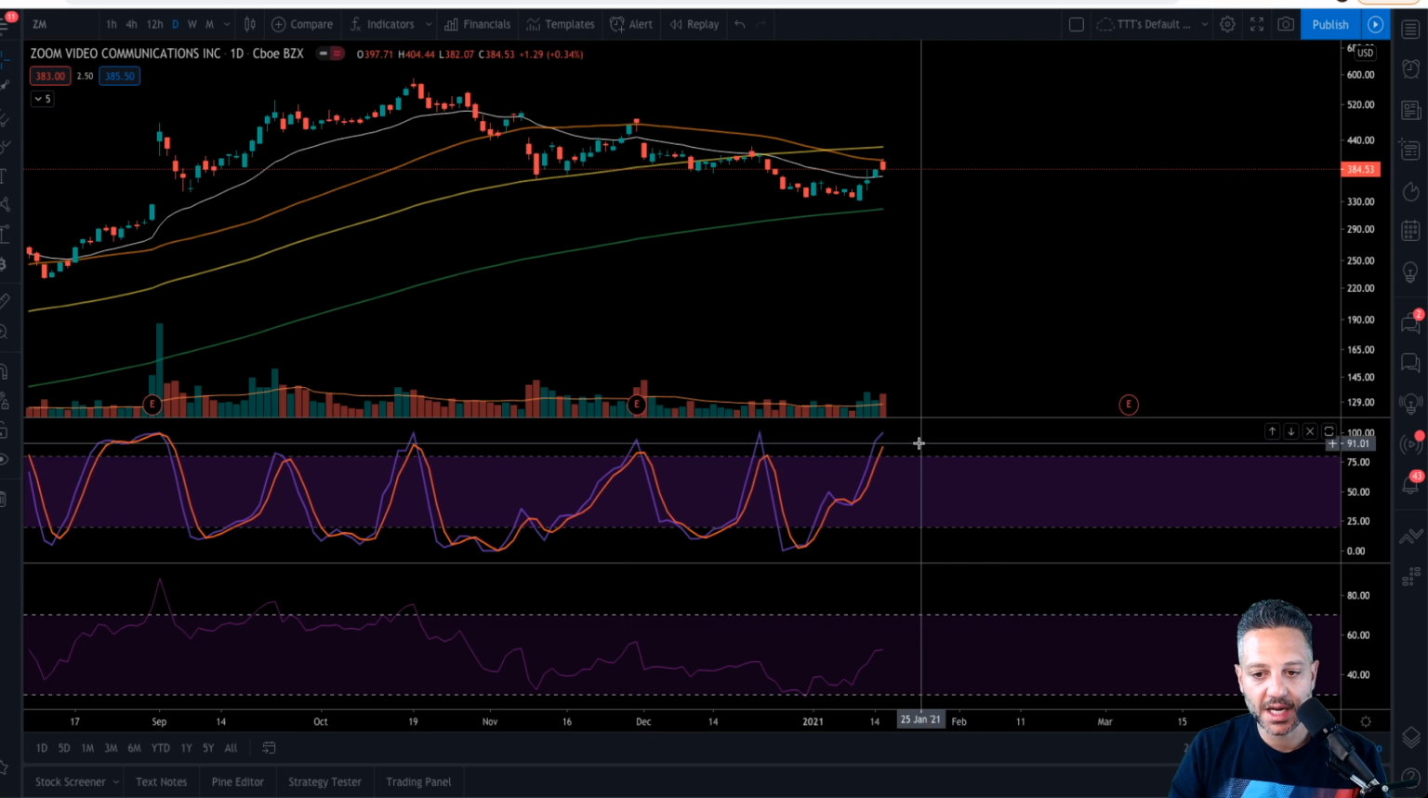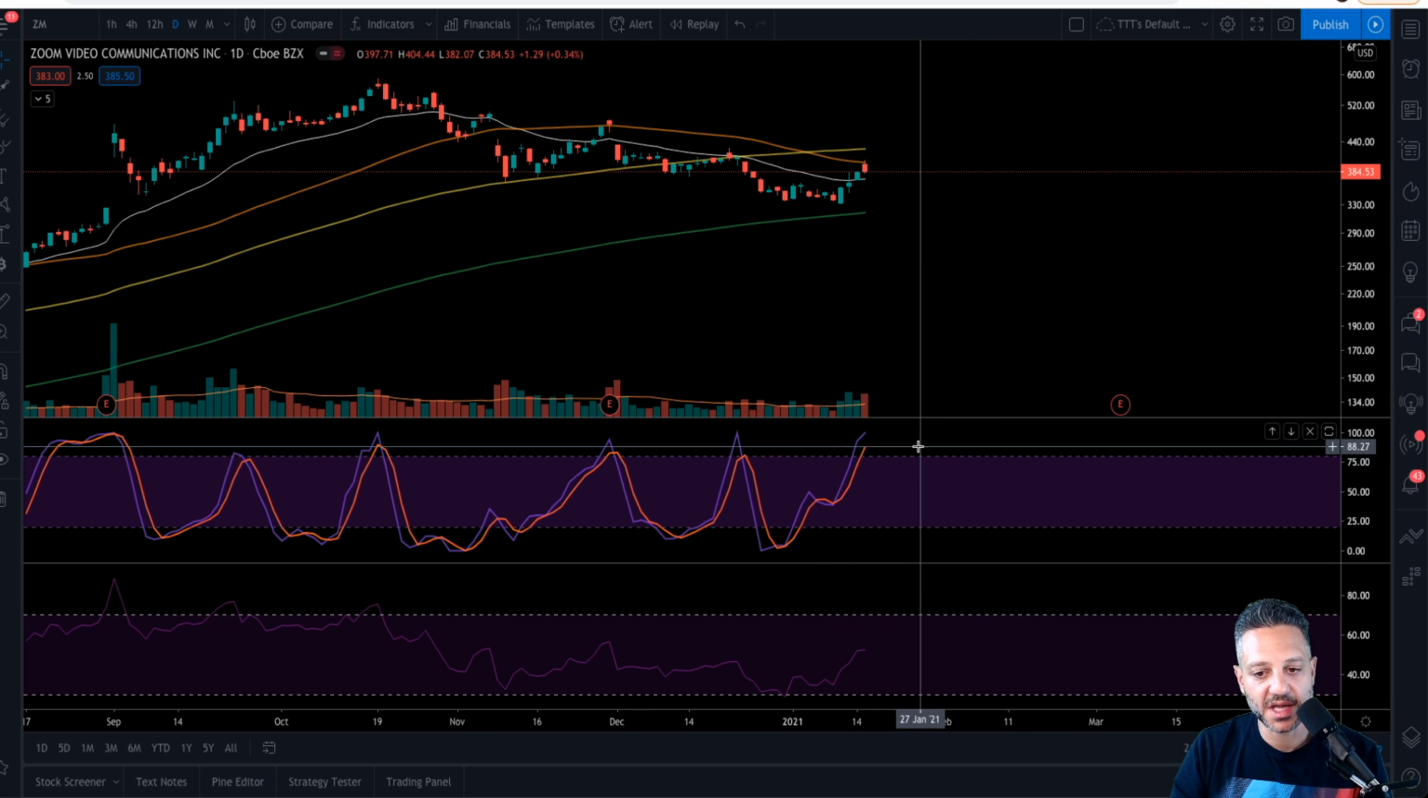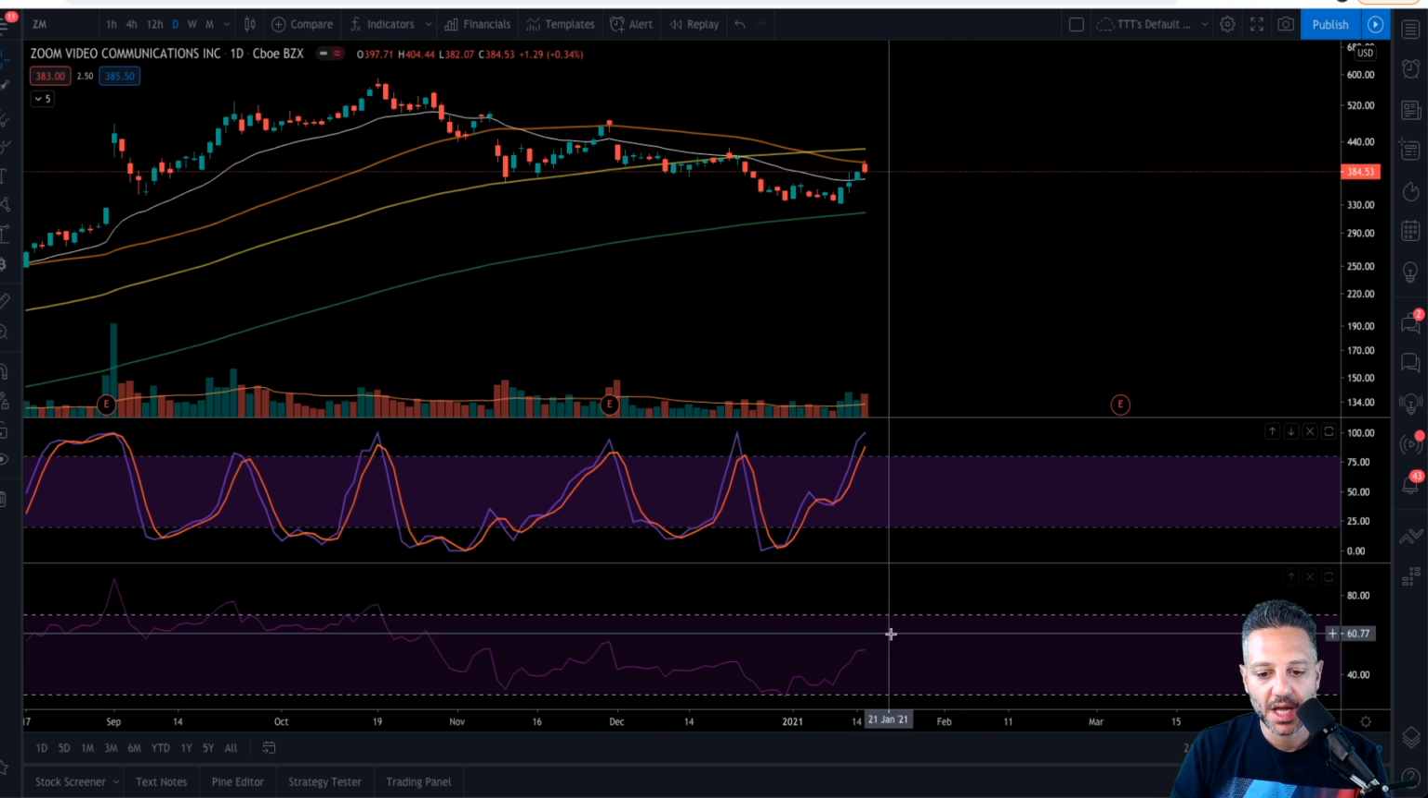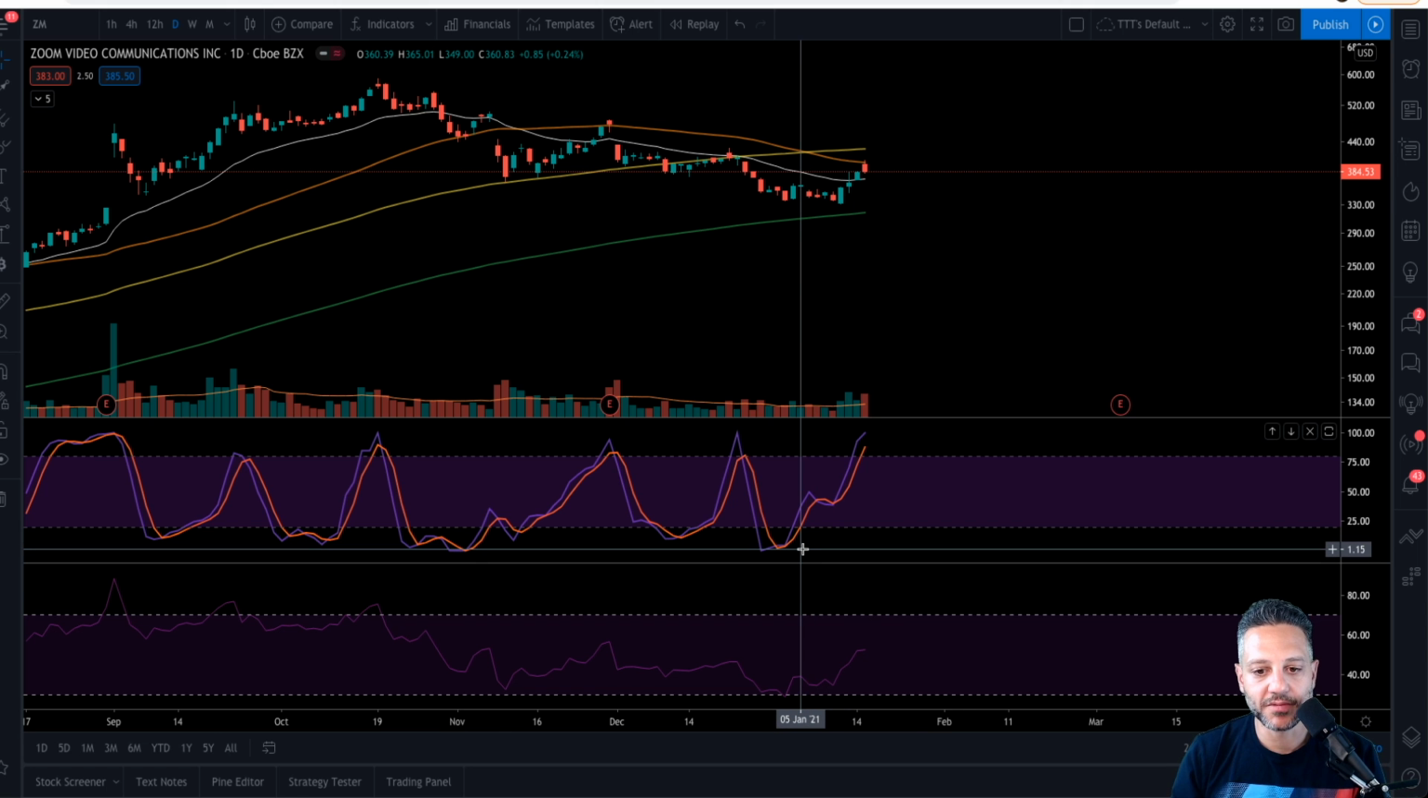Just know that at the top here, above the upper band, it's considered overbought. Below the lower band is considered oversold. Now, there are more advanced ways that you can look at these indicators. I actually did a video on what's called divergence. I will post it here and in the description as well if you're interested in learning more about that.